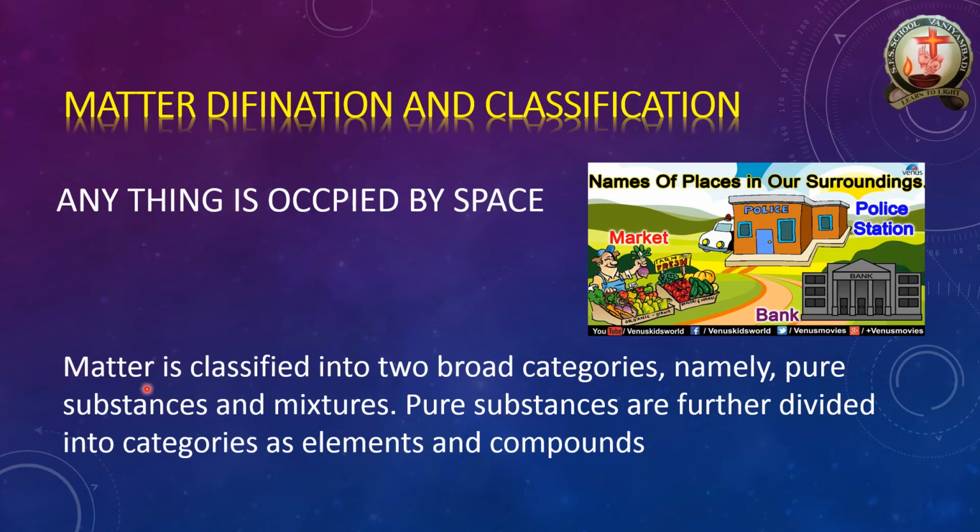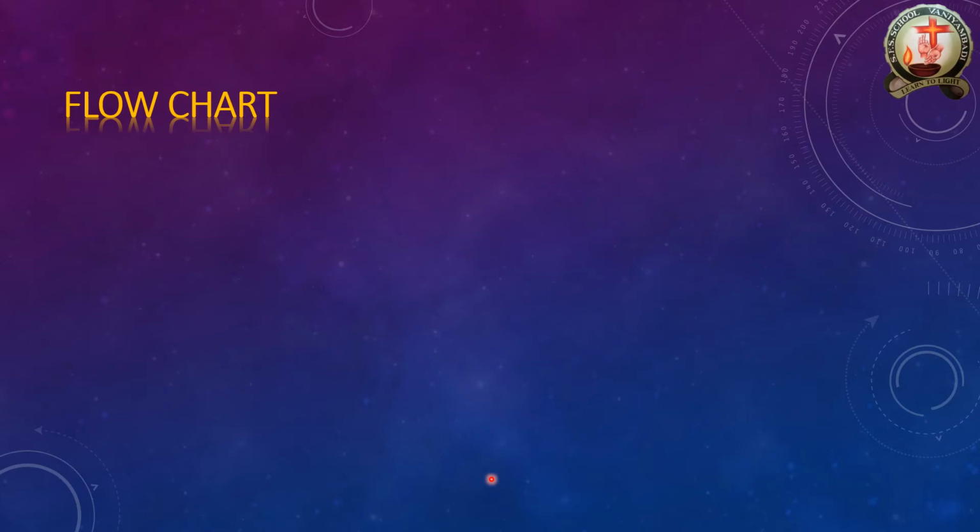Then matter is classified into two broad categories, namely pure substances and mixtures. Pure substances are further divided into two categories, elements and compounds. Now in this video we are going to see the elements and compounds only. Then I will give one flow chart.